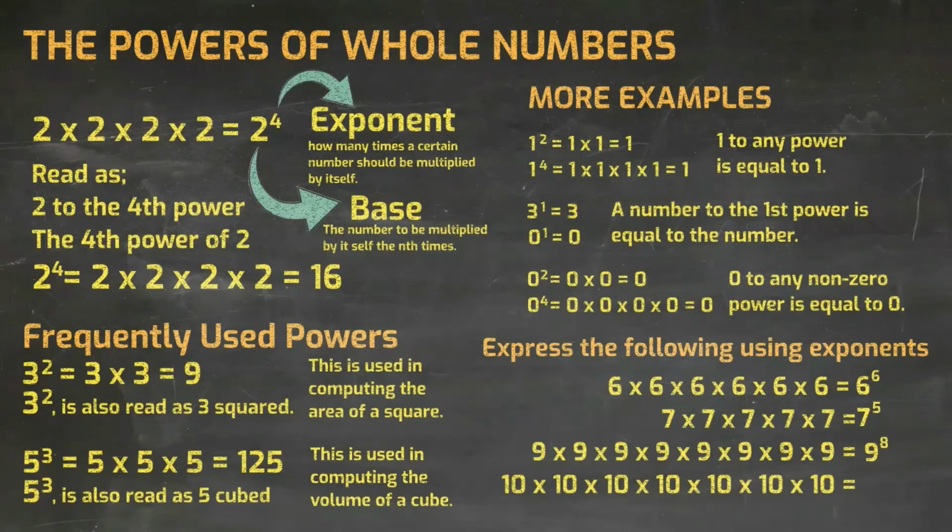Last example. 10 times 10 times 10 times 10 times 10 times 10 times 10. How many factors or how many times 10 is being multiplied by itself? The answer is 7 times. The expression using exponents is therefore 10 to the 7th power.